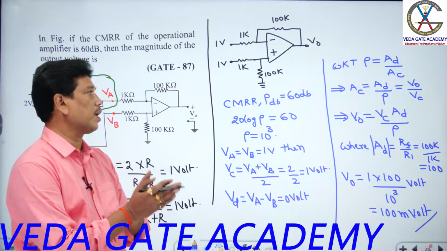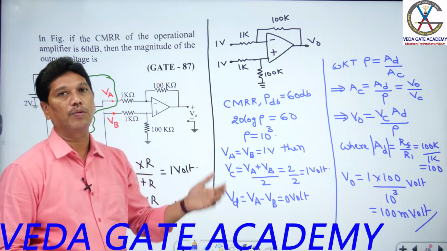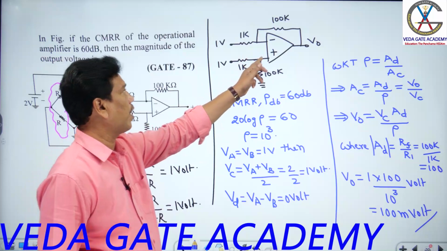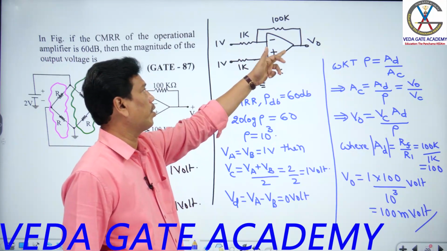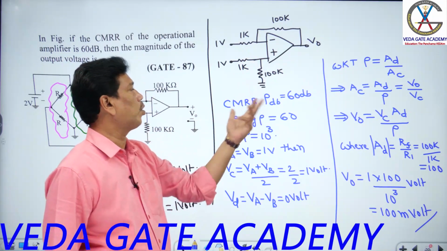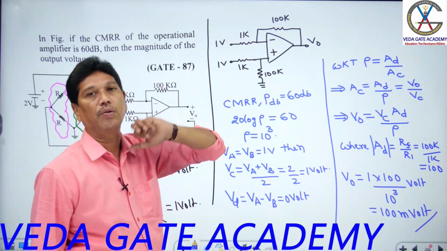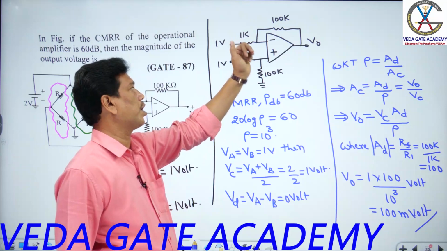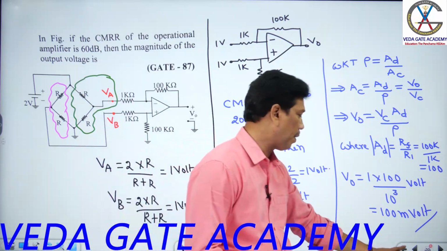Suppose if I go for the same problem with the superposition principle, without considering CMRR, that may be different. You can check there. If I want to get that output using the superposition principle, that output may come to be a different value. So 1 into minus 100K by 1K. Check this now. If I apply superposition.